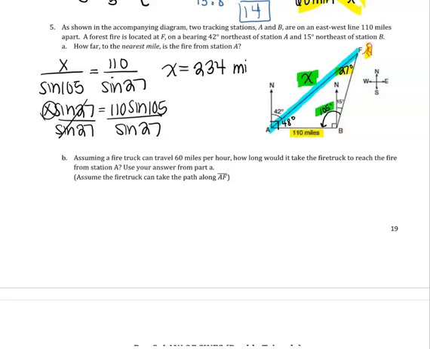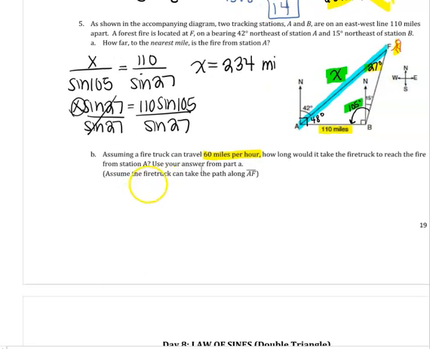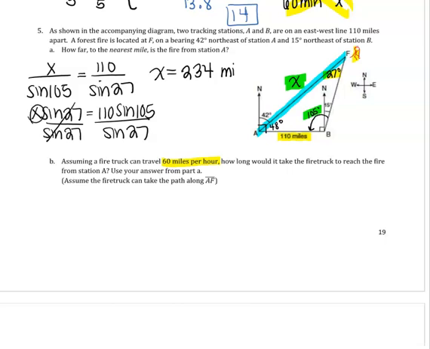Assuming the fire truck can travel 60 miles per hour, how long would it take the fire truck to reach the fire from station A? Use your answer from part A. Now we're just going to assume that the fire truck can travel on a straight path from A to F. So again, this is a dirt problem. D equals R times T. We just found the distance to be 234 miles. They can travel 60 miles per hour.